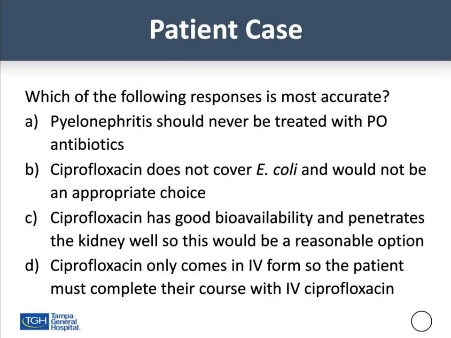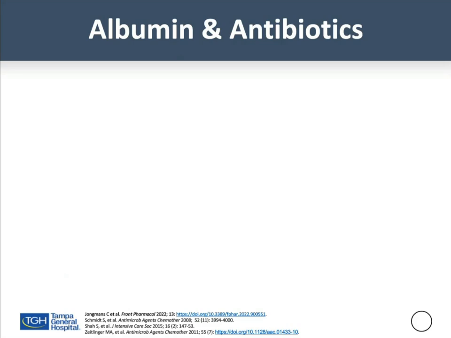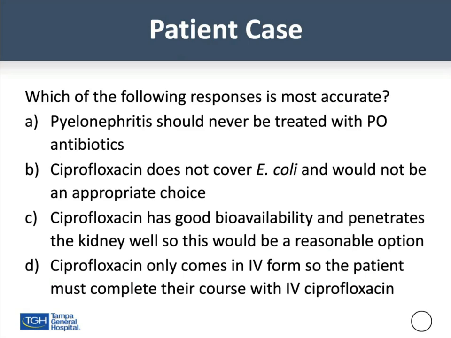C. All right, good job. Probably didn't even need my slides beforehand to know that that was the right answer, but yeah, so C was the correct answer. Again, the reasons why the other choices are incorrect for those other learners in the room. Pyelo is definitely an infection where we can use oral antibiotics. The guidelines suggest oral antibiotics are reasonable.